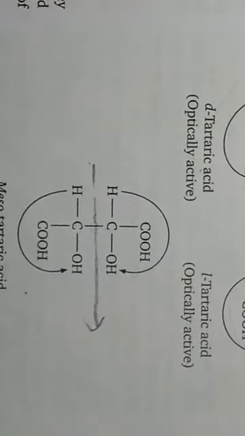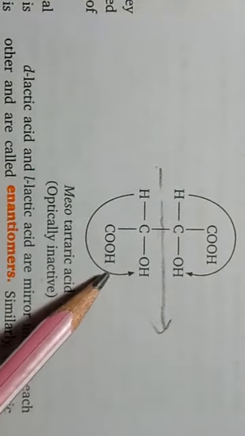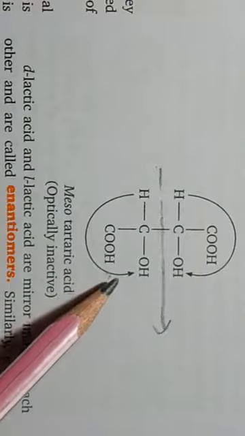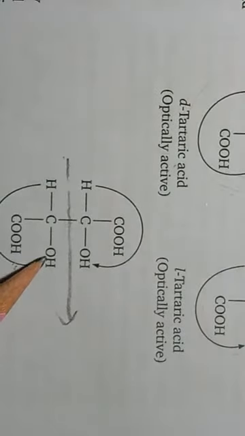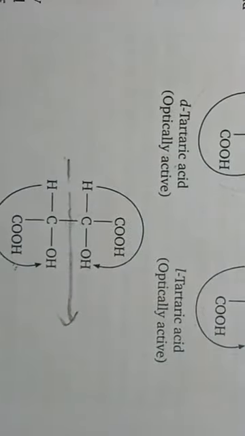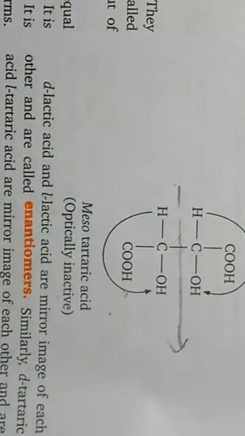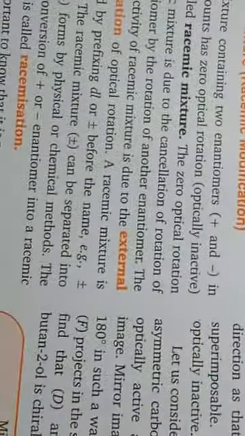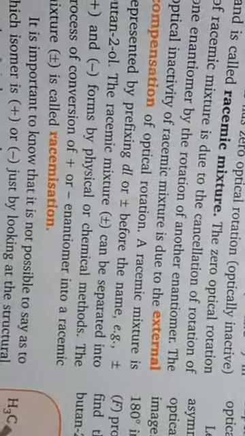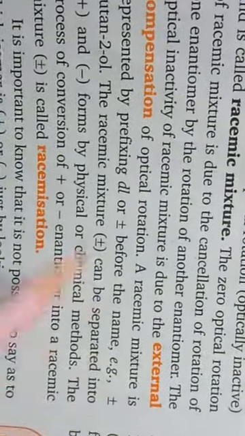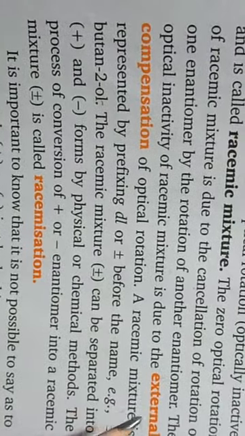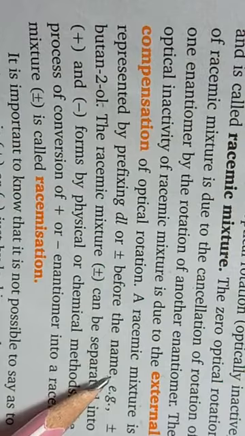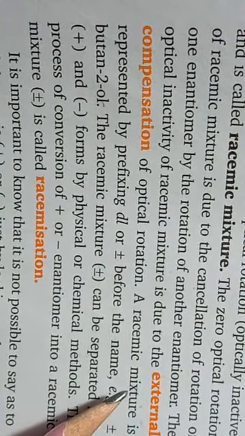This is the diastereomer, because it is not having any relation of mirror images with these 2 isomers. The next is two terms: external compensation and internal compensation. There are 2 types of compensation: external and internal.